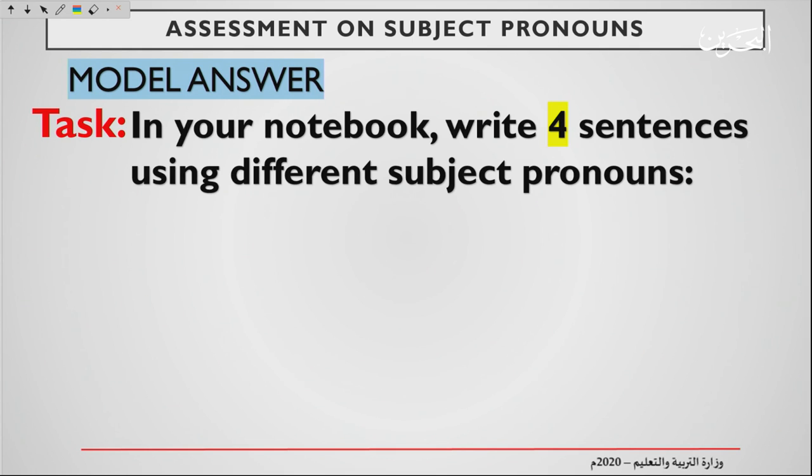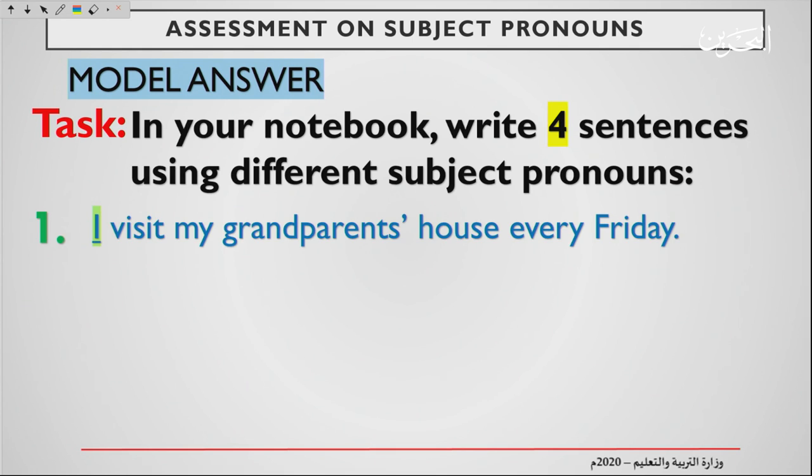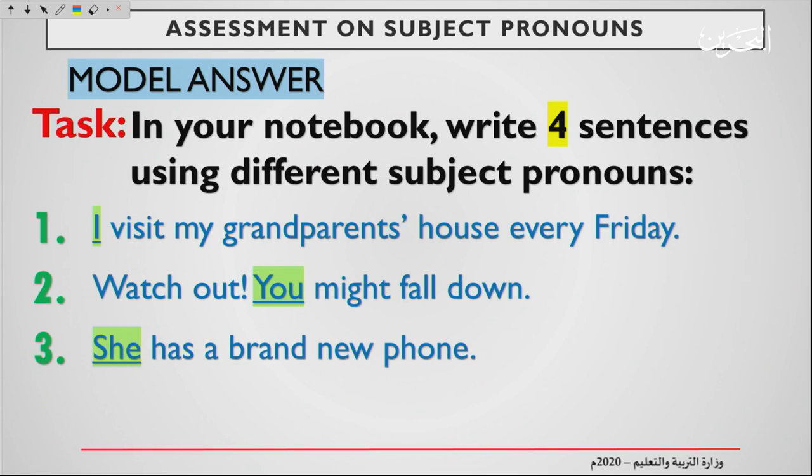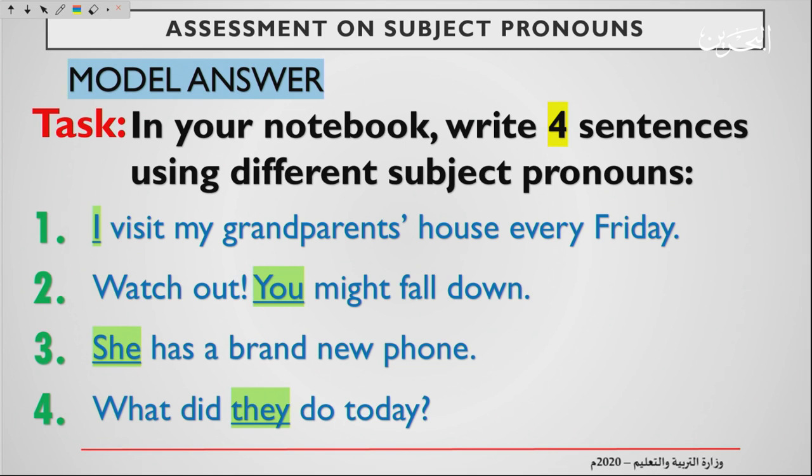In your notebook, write the four sentences using different subject pronouns. The first one, I, is the first pronoun. I visit my grandparents' house every Friday. Two, watch out, you might fall down. Using watch out, you are directing your talk to the person in front of you. She has a brand new phone. What did they do today? So these are the model answers. Compare them with your answers.